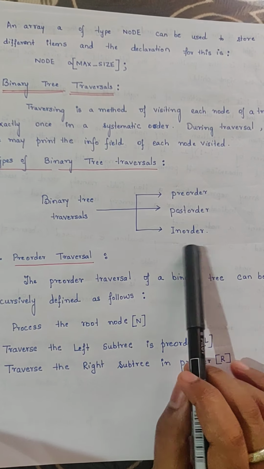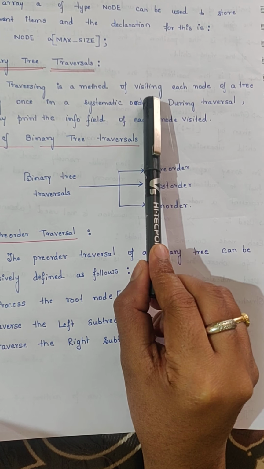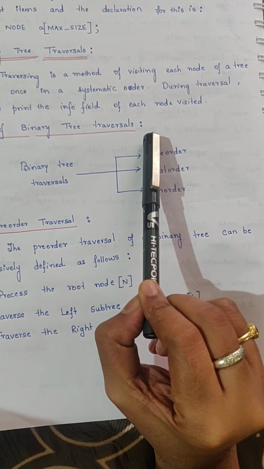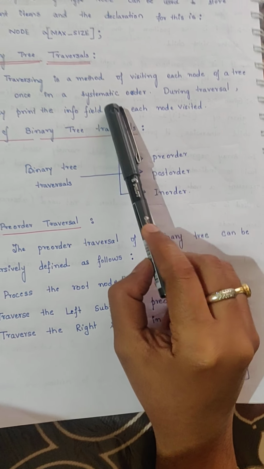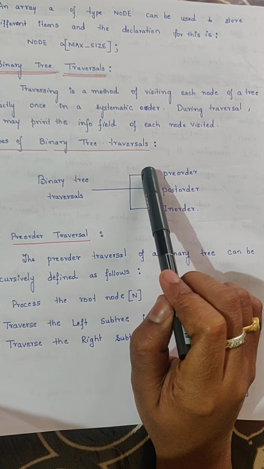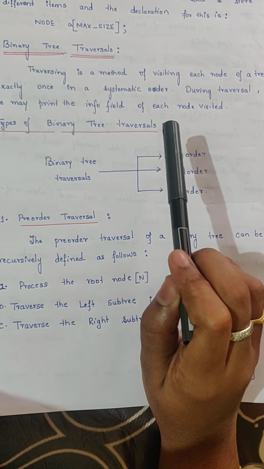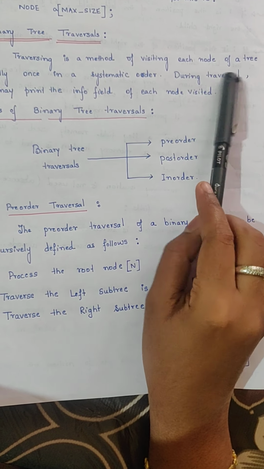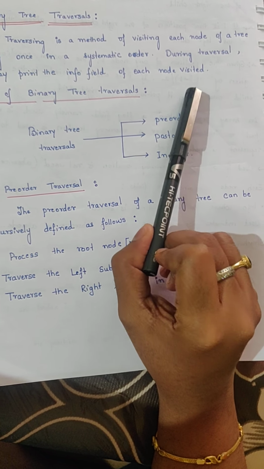So traversing is a method of visiting each node. When it comes to visiting, you don't have to worry much. Visiting is nothing but you just pass through that particular node. It is exactly once in a systematic order. You just have to visit it. Visiting is nothing but going through it, exactly once in a systematic order. So during traversal we may print the info field of each visited node.